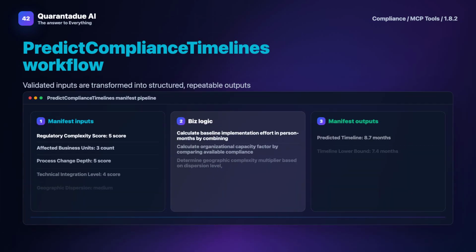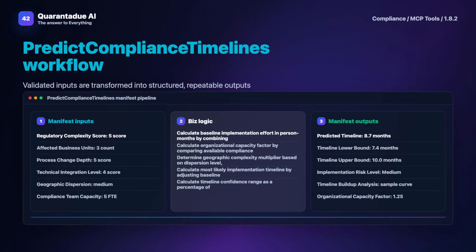The workflow then applies these steps. Calculate baseline implementation effort in person-months by combining regulatory complexity, affected business units, process change depth, and technical integration level with appropriate weighting factors. Calculate organizational capacity factor by comparing available compliance team capacity against existing framework effectiveness and stakeholder resistance penalties. Determine geographic complexity multiplier based on dispersion level, with low dispersion having minimal impact and high dispersion adding significant coordination overhead.